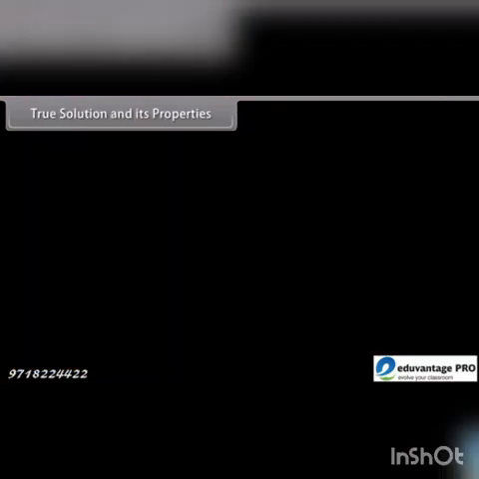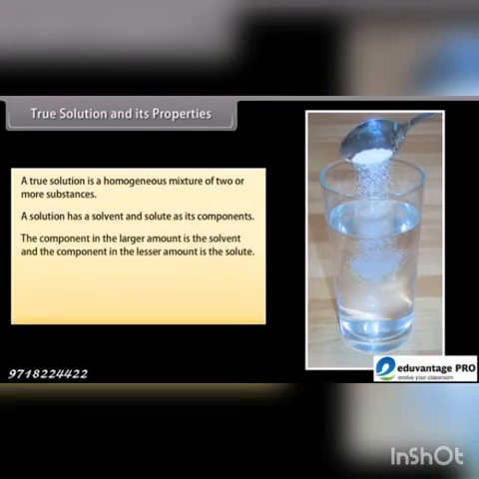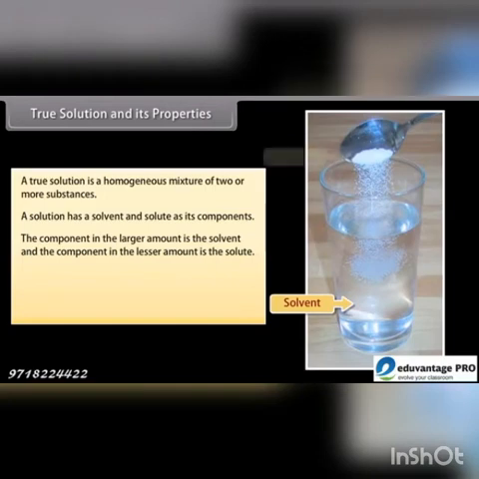True solution and its properties. A true solution is a homogeneous mixture of two or more substances. A solution has a solvent and solute as its components. The component in the larger amount is the solvent, and the component in the lesser amount is the solute.